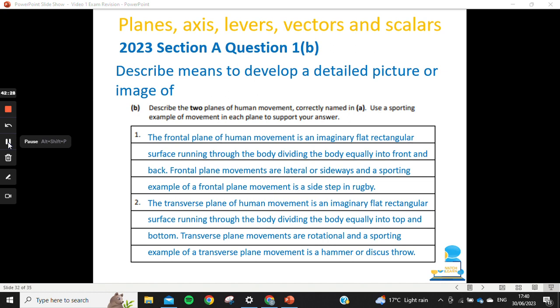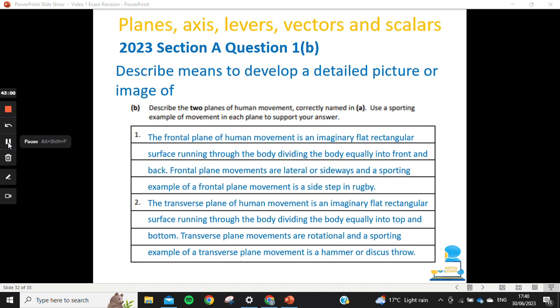So for the first question, we are looking to just describe, so it means to develop a detailed picture or an image of. So again, they're asking us to describe the plane of human movement. The frontal plane of human movement is an imaginary flat rectangular surface running through the body, dividing the body equally into front and back. So again, we're explaining what a plane is and also what the frontal plane is and providing a detailed image or picture of that.